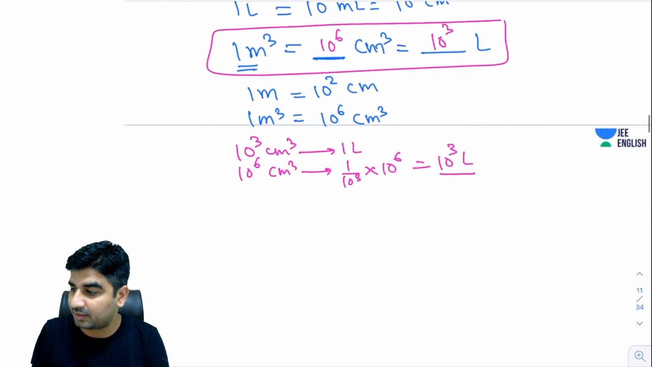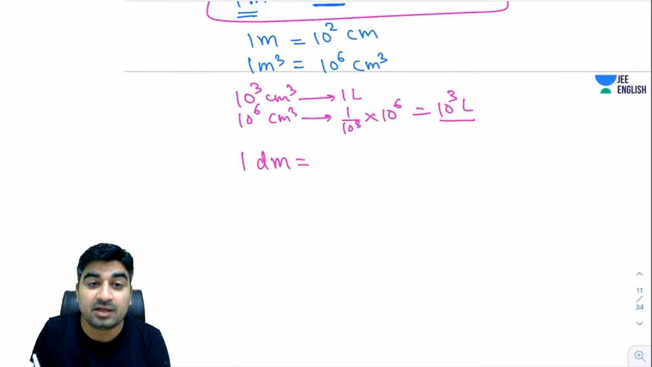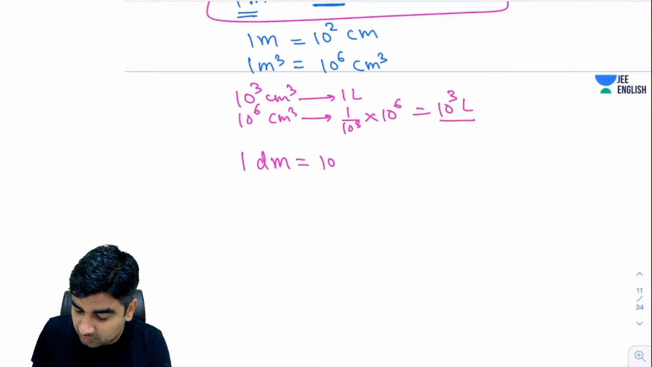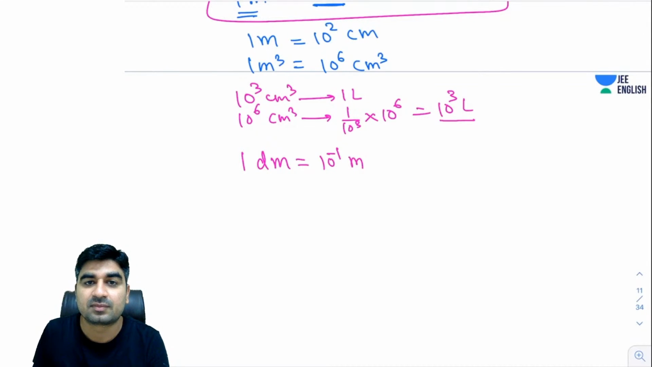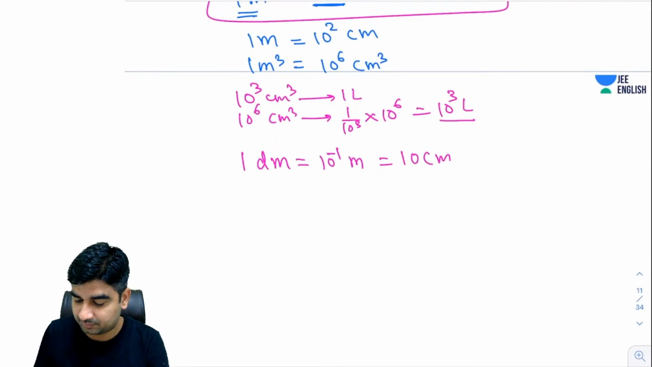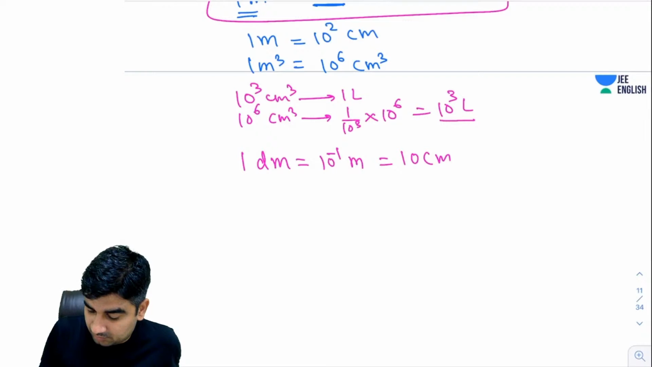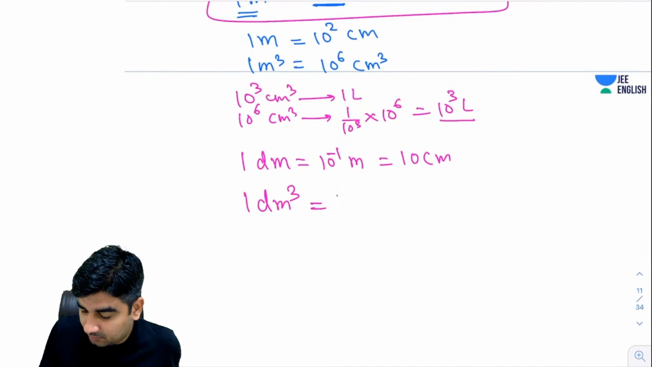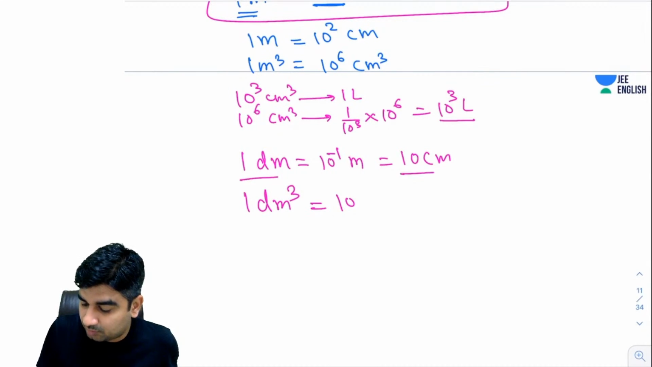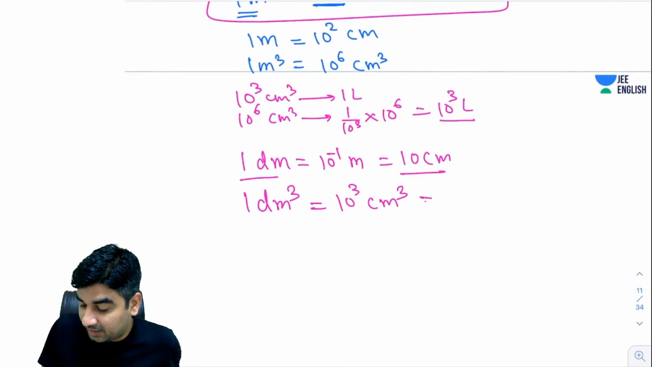Now there is one more point. What is 1 decimeter? Deci, milli means 10 raised to the power minus 3, and deci means 10 raised to the power minus 1 meter. So it is equal to 10 centimeter. 0.1 meter is equal to 10 centimeter. So 1 decimeter cube will be equal to, just cubing on both sides, 1 liter.